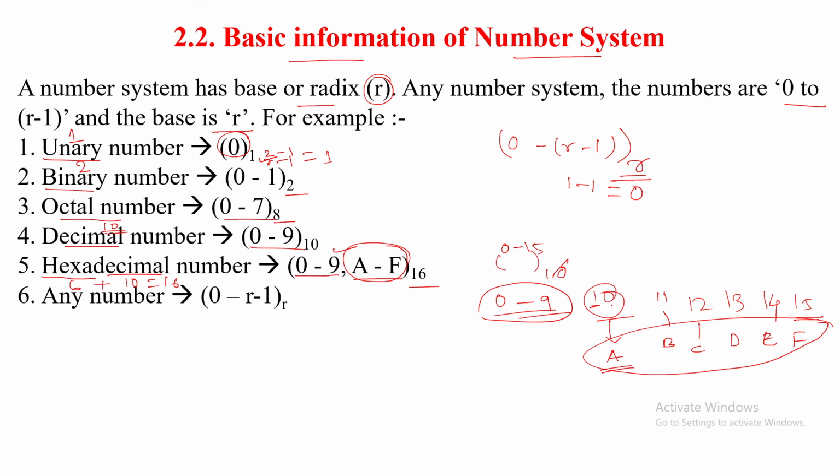Now any number system, that means n number. So that time it will take 0 to R minus 1, that means radix minus 1, that means base minus 1, and base is B, otherwise R.